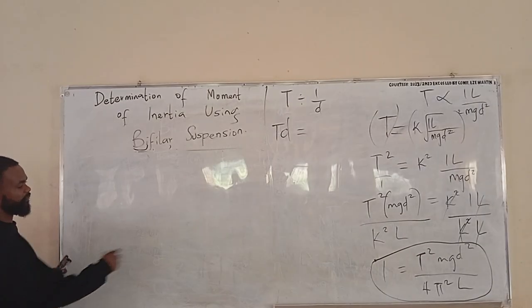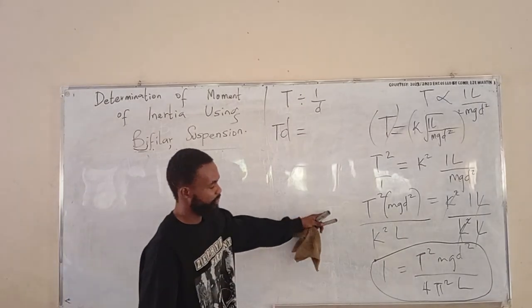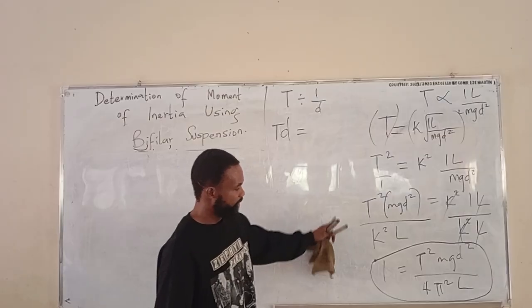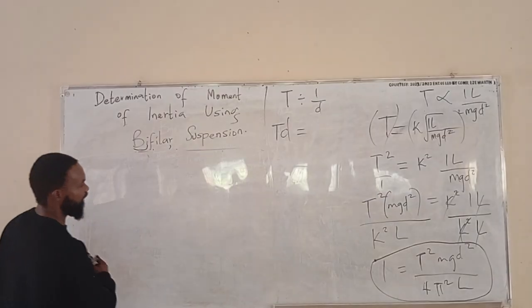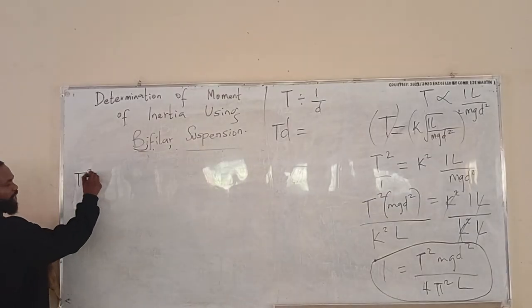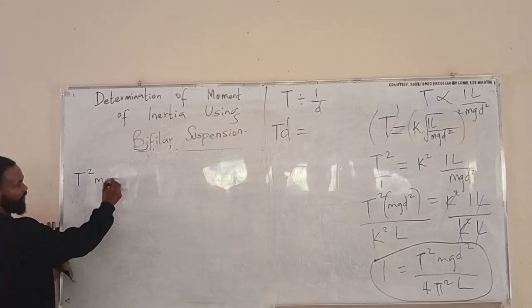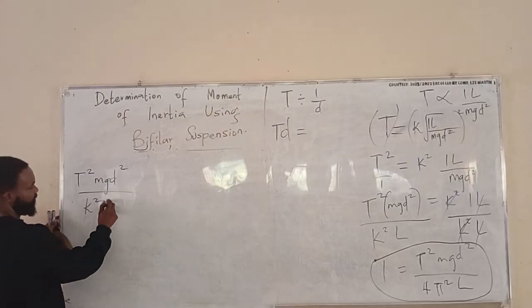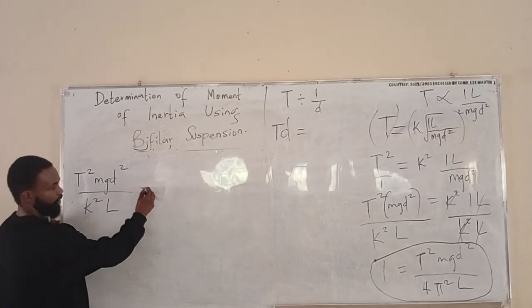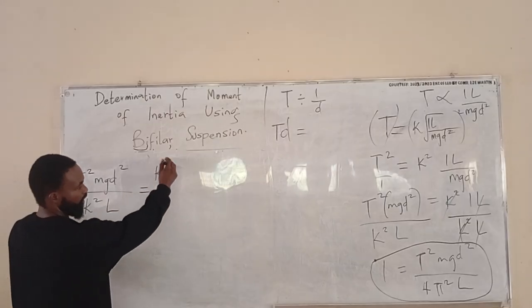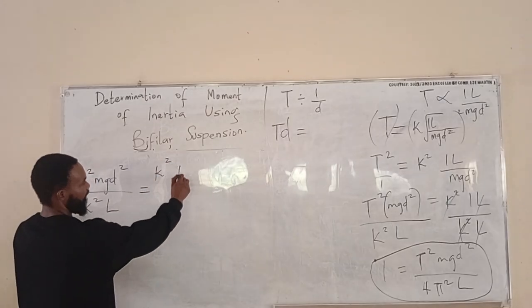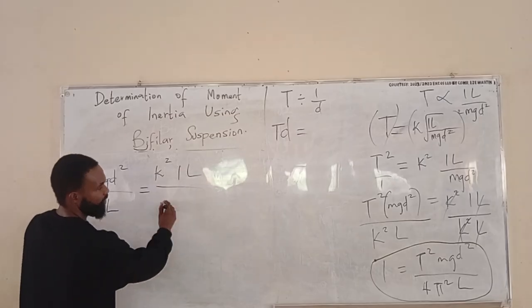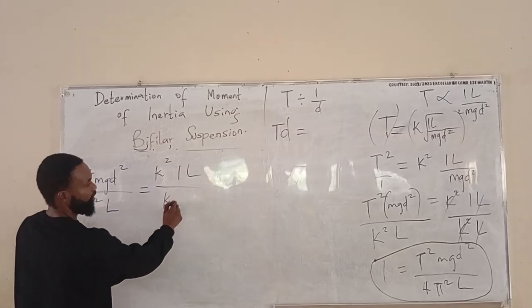Now, I have from this place T squared mgd squared over K squared L is equal to K squared IL, over K squared L.